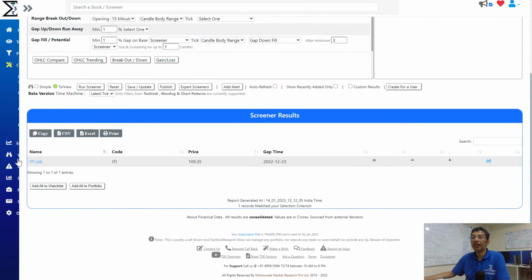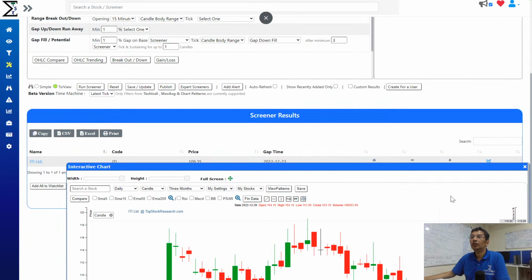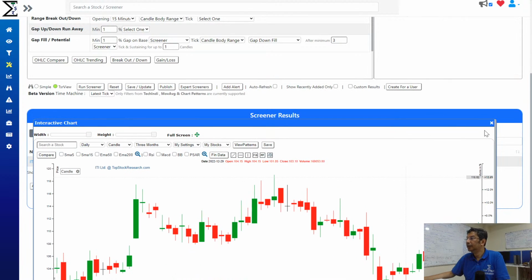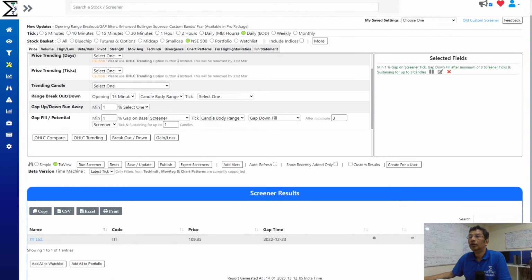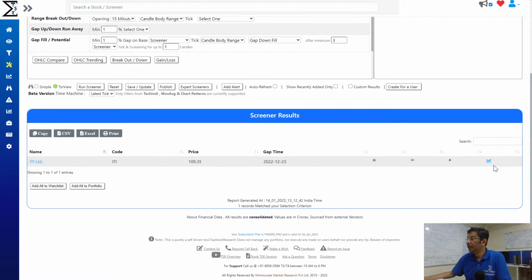Okay, so we can find one stock, ITI, where there was a gap down and it is filling, right? So there was a gap down and it has filled, right? So it is thick on a body. There was the period, sorry. There was a gap down, body range, HL range. Okay. ITI.